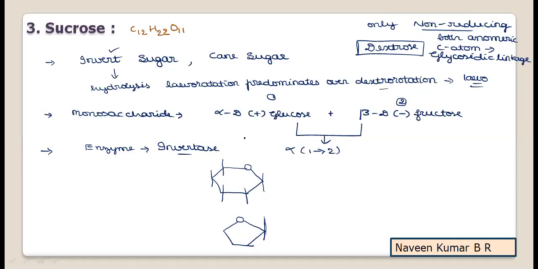The first one is alpha D glucose. It is CH2OH, H, here it is HOH, OHH, HOH. As the functional carbon is alpha, the OH is below. Then the second monosaccharide is beta D fructose. So write the structure of beta D fructose.